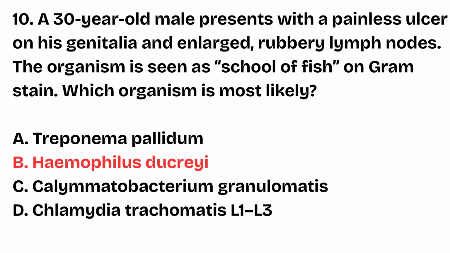Haemophilus ducreyi causes chancroid, characterized by genital ulcer and tender lymphadenopathy. On gram stain, the bacteria classically appear in a school of fish or railway track arrangement, confirming the diagnosis.